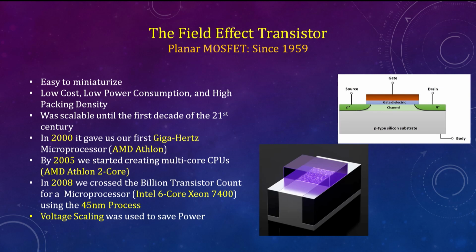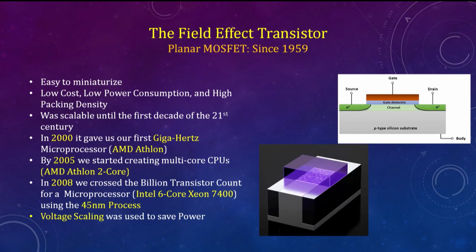Now, until the first decade of the 21st century, we were able to scale this all the way up to billions of transistors. Somewhere around 2000, we got our first gigahertz processor. We all know that AMD's Athlon was one of the gigahertz processors. In 2005, we had multi-core CPUs. Some of you remember that. We started with a single core, just a single CPU. Then you had a 2-core, quad-core, hexa-core. Now you have 8-core, and you get multi-core processors these days.